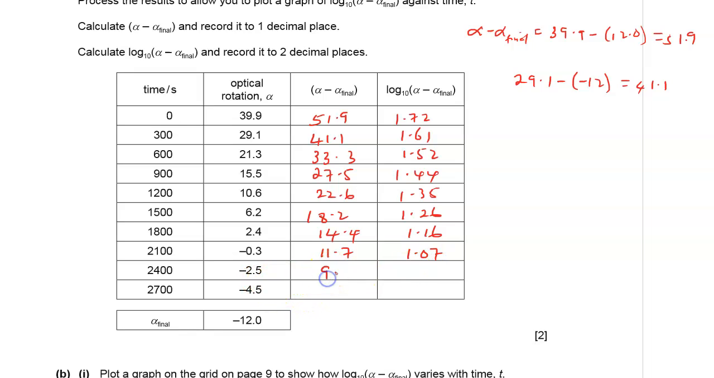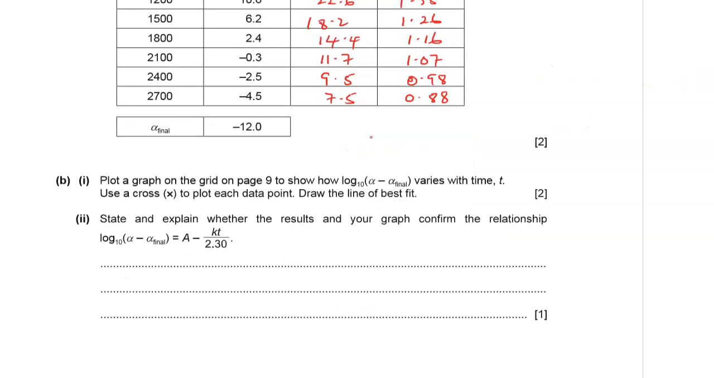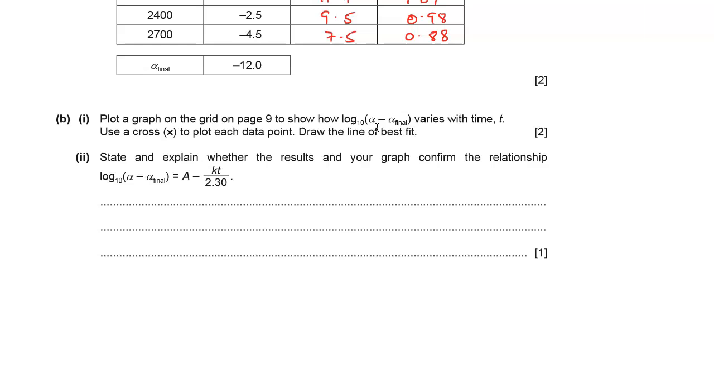This will be 9.5. We are giving this to 1 decimal point, don't forget. The logarithm here is 0.98, to 2 decimal places. This will be 7.5, and the logarithm will be 0.88. We have processed the results to allow you to plot a graph of this against time. So this is on the y-axis, and time is going to be on the x-axis. Time is always on the x-axis unless otherwise stated.